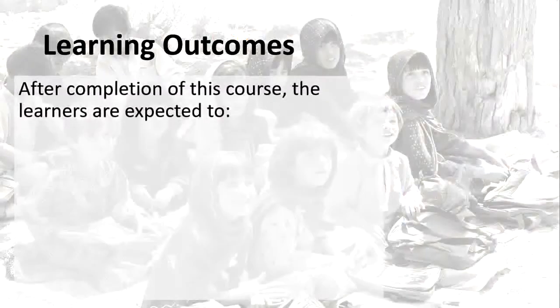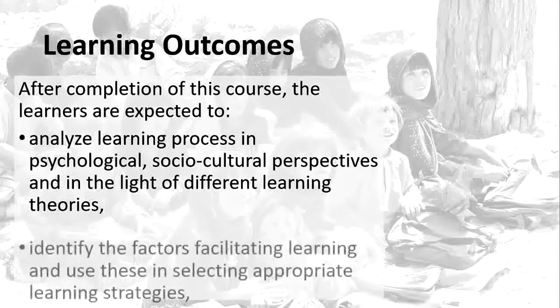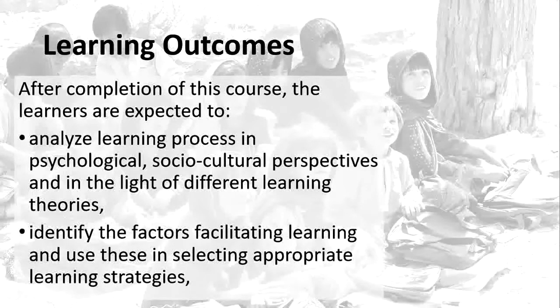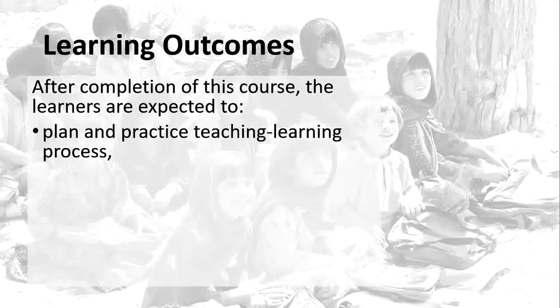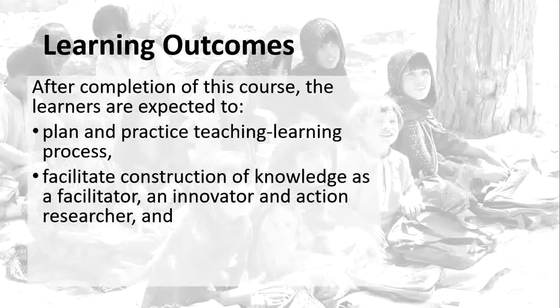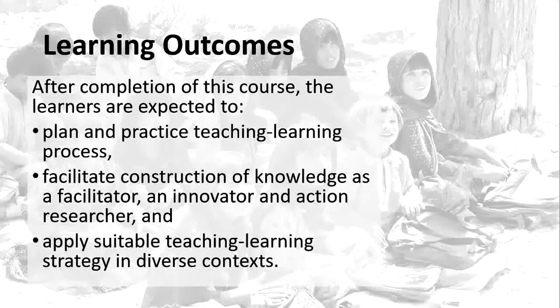Learning outcomes. This course has certain learning outcomes and you are expected that after completion of this course, you will be able to analyze the learning process in psychological, socio-cultural perspective and in the light of different learning theories. You will be able to identify the factors facilitating learning and use these in selecting appropriate learning strategies. You will be able to plan and practice the teaching learning process, facilitate construction of knowledge as a facilitator, as an innovator, and as an action researcher, and you will be able to apply suitable teaching learning strategies in diverse contexts.